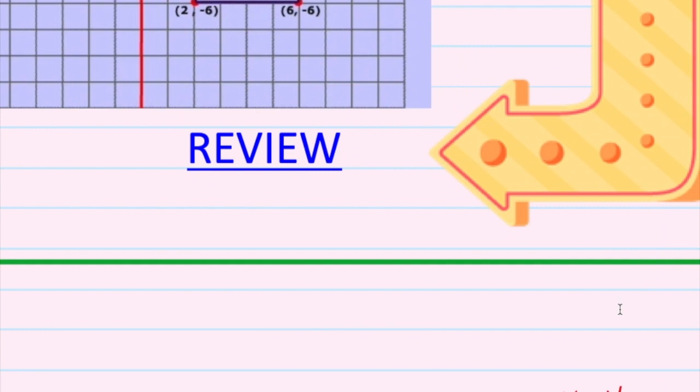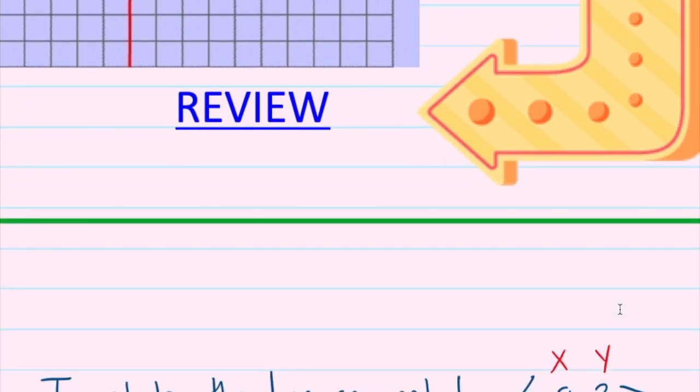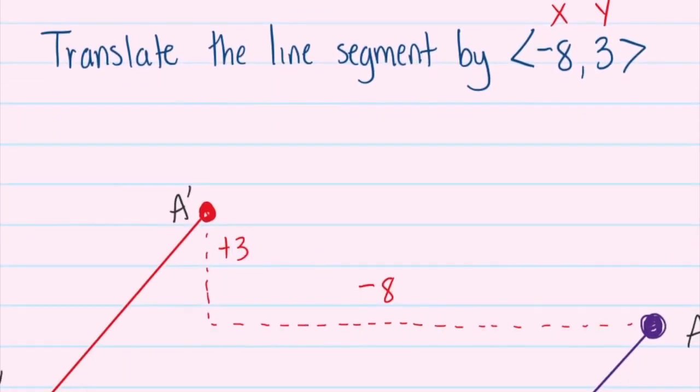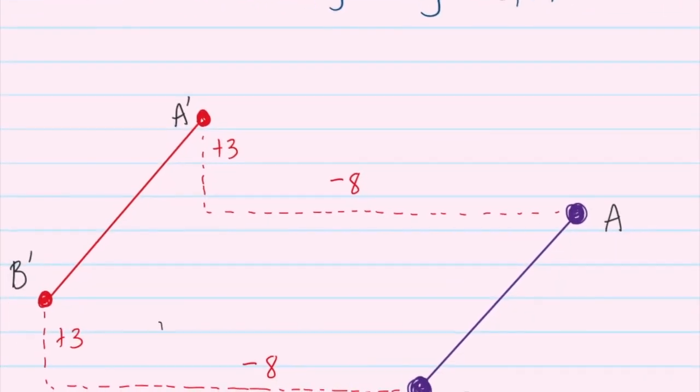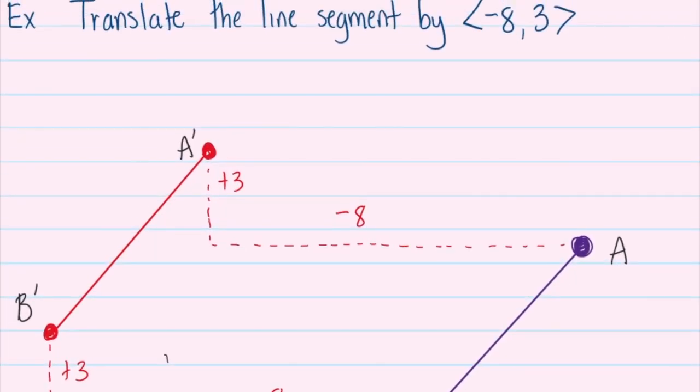So, for example, let's say you want to translate the line by (-8, 3). Remember, the x is the one that moves left to right, and the y is the one that moves up and down. So now remember, the original shape or the original location is the one without an apostrophe. Notice that this A and B do not have apostrophes. That's my original. These have apostrophes, so that's my ending point.